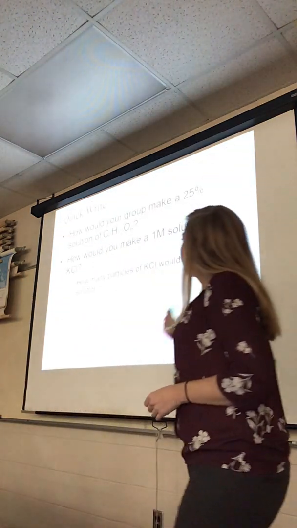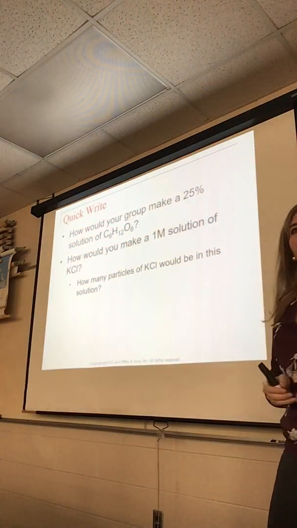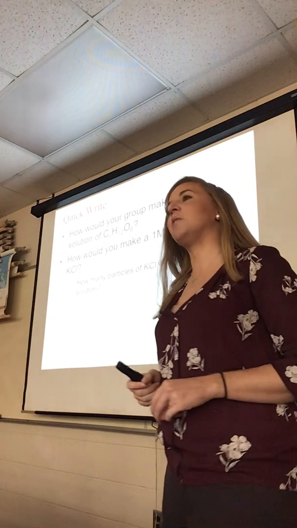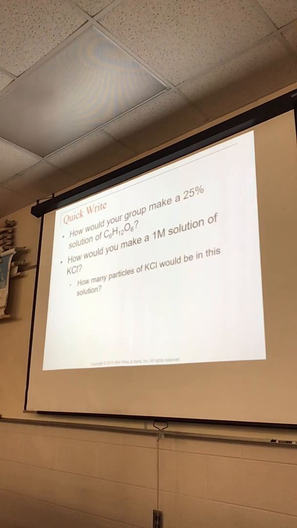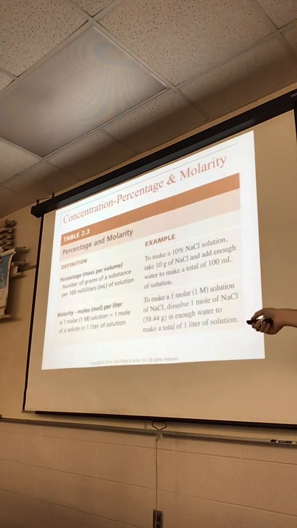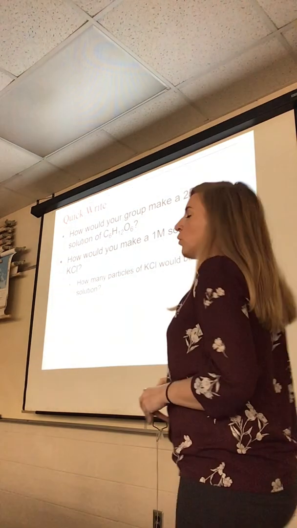Okay. How would you make a 1 molar solution of potassium chloride? How many different elements do you have in there? 2, potassium and chlorine. So how many grams of potassium chloride would you dissolve in 1 liter? Notice molarity is a liter of solution. 74.6 grams. And how many particles of potassium chloride would be in that?